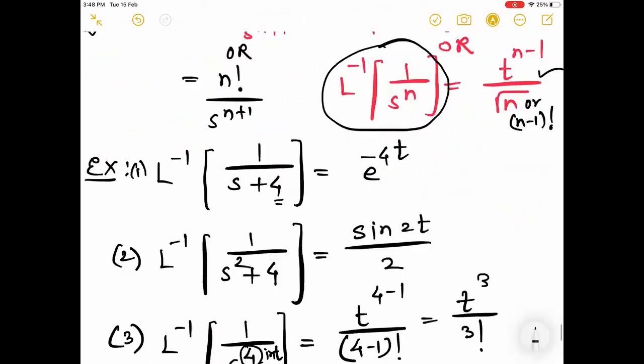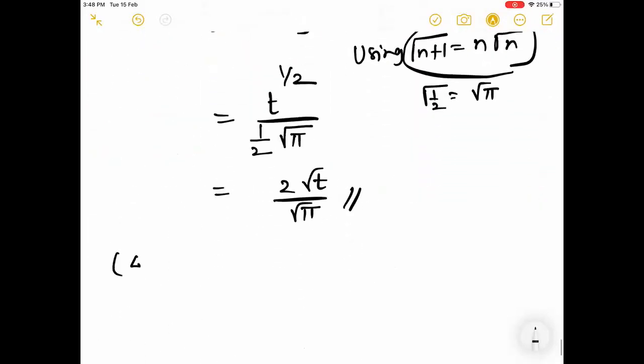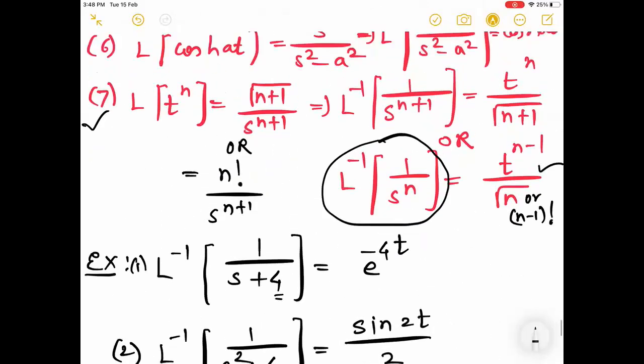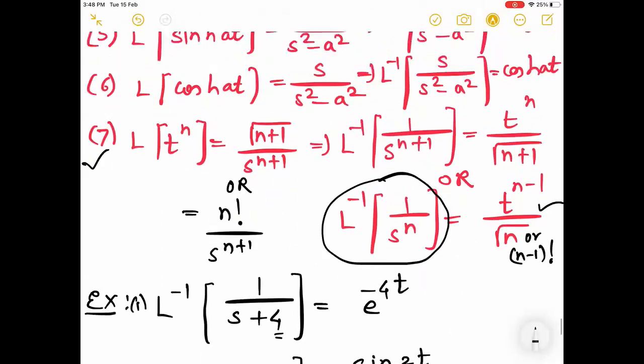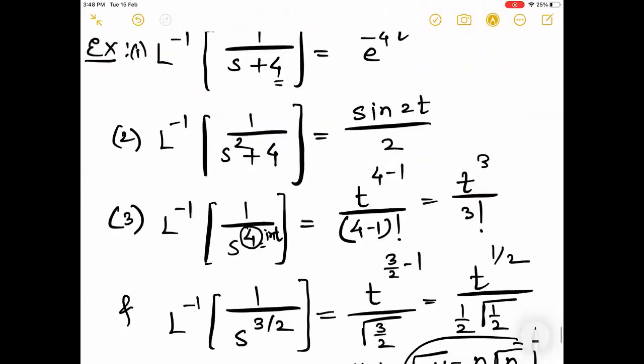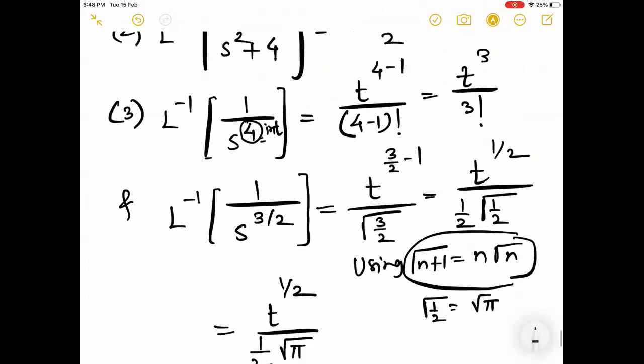Similarly, if I have another... Yes, which one do you want? No, ma'am, the last. Madam, please show the last step, the last answer. Yes, the third one, no?